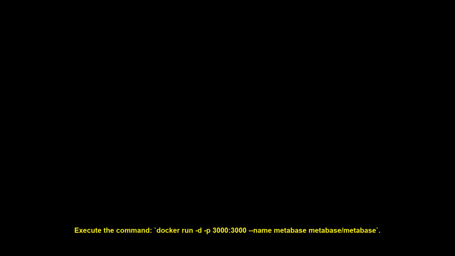Execute the command, docker run -d -p 3000:3000 --name metabase metabase/metabase. This command will launch Metabase in detached mode. The -p 3000:3000 option maps your local port 3000 to the container's port 3000.